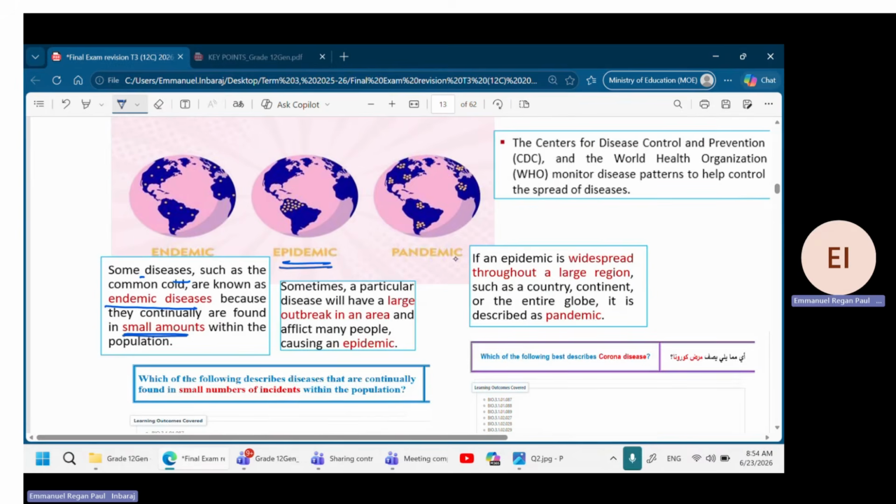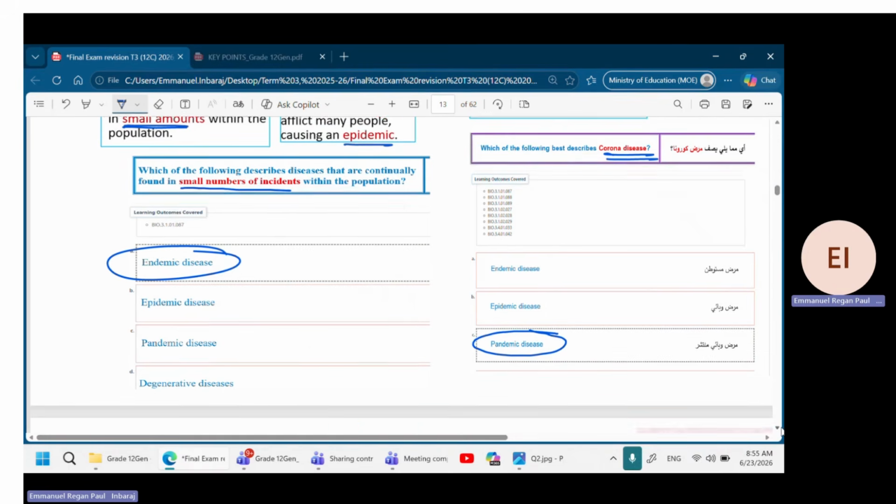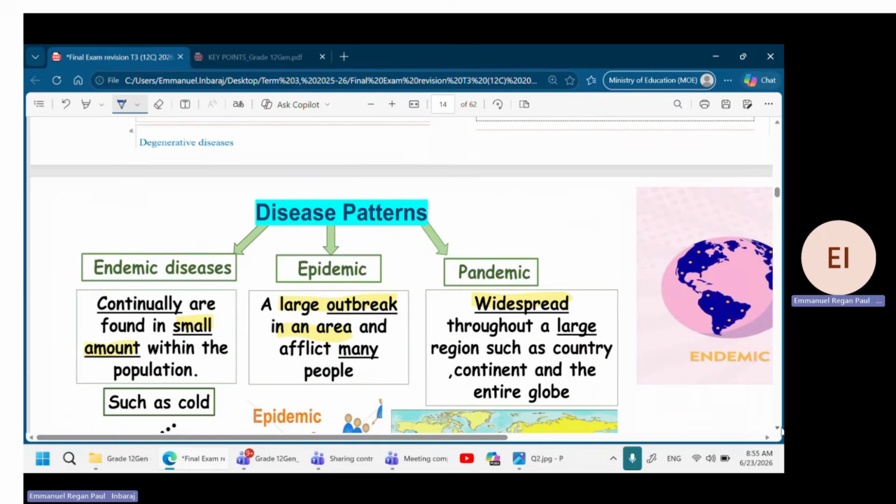Okay, look at this. So what is epidemic? Large outbreak in an area. It's epidemic. Widespread throughout the large region, then it is called pandemic. These are the three types of disease patterns. See the word small number. Keyword. What is this? Endemic. Easy. What about coronavirus? You find it everywhere, all over the globe. The people were affected by coronavirus. So it is pandemic. So you can learn this.